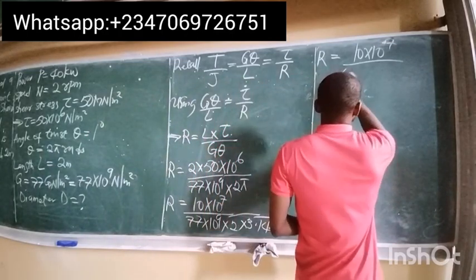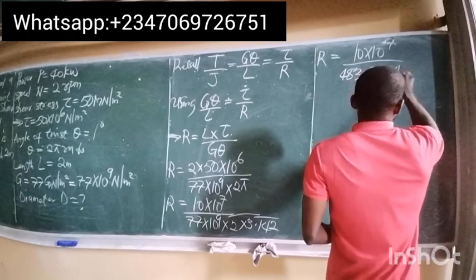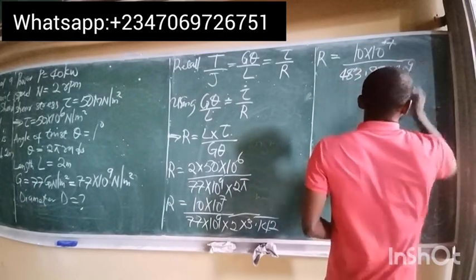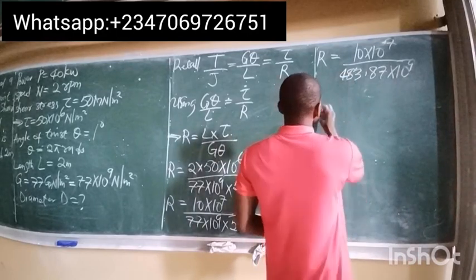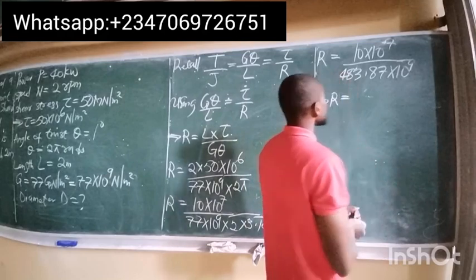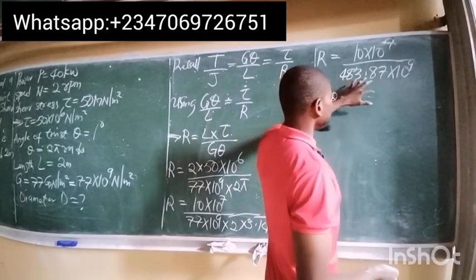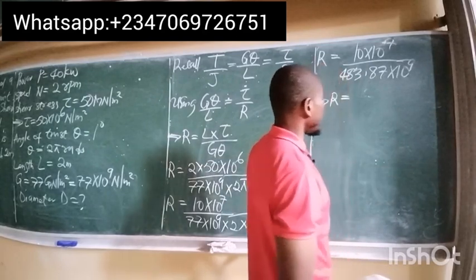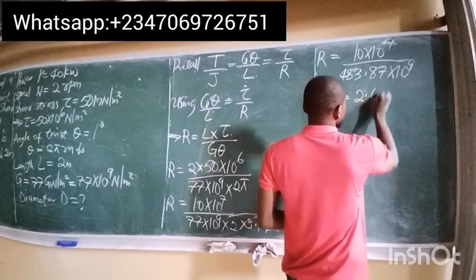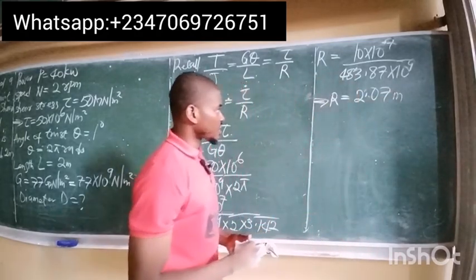So you have 483.87 multiplied by 10 to the power of 9. Okay, so this simply implies that r is equal to 10 by 10 to the power of 7 divided by 483.87 by 10 to the power of 9. So the radius is actually 2.07 in meters. This becomes the radius of the shaft.